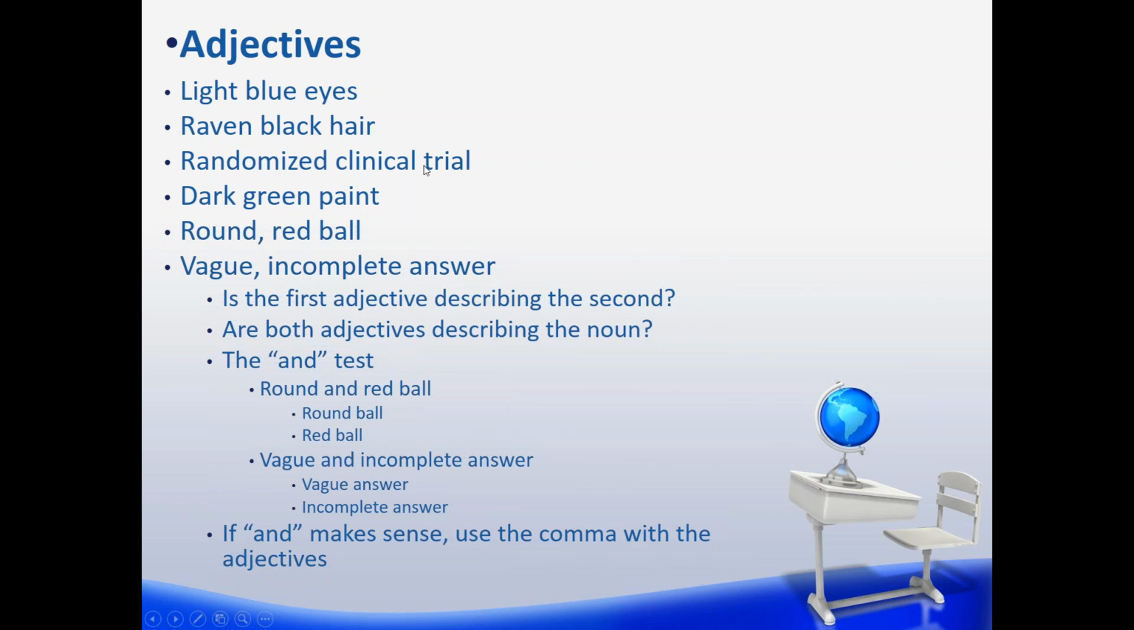Randomized is describing clinical trials, so that's why there's no comma there. Dark green paint, same idea. But for these last two, both of these adjectives are individually describing the noun. So I can have a round ball, I can have a red ball. If you can put and in between here and it makes sense, then you need the comma. So round and red ball, that makes sense, so I need a comma. Vague and incomplete answer, so I need a comma here. Each one, vague answer, incomplete answer, is describing the noun individually.